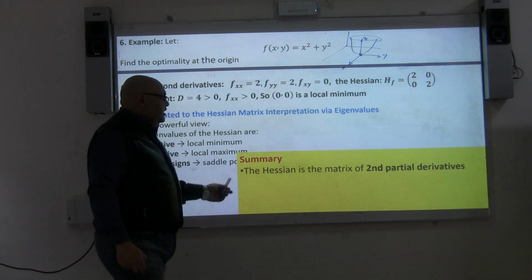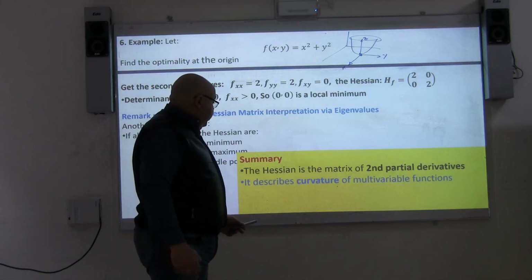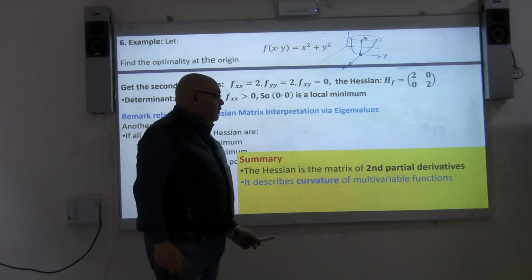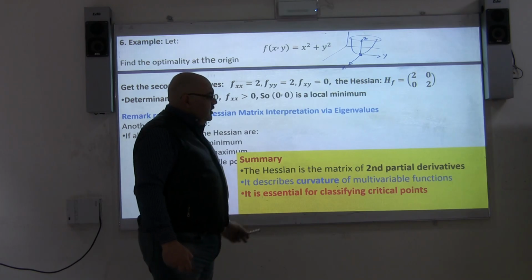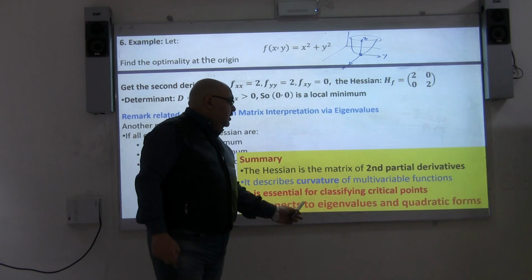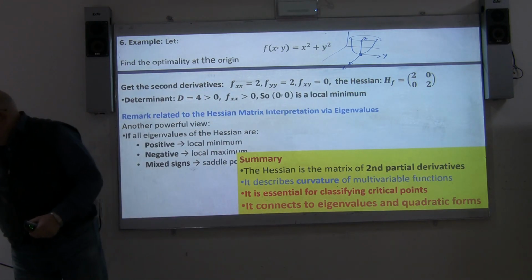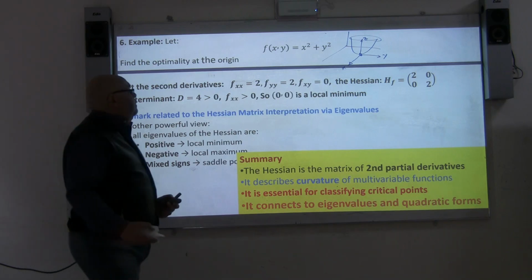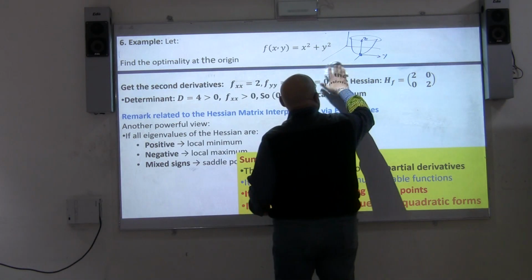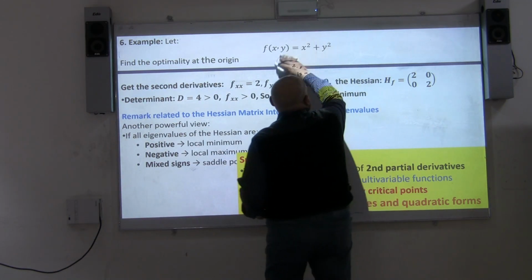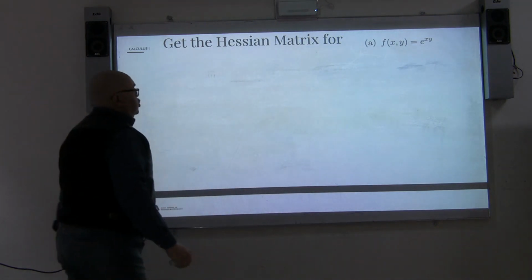Summary of all of this: the Hessian, the matrix of second partial derivatives, describes the curvature of a multivariable function. It is essential for classification of critical points, and it connects the eigenvalues and the quadratic forms, as we will see down the road. I believe we come to the end of our work today with this slide, and I will continue next lecture, inshallah.